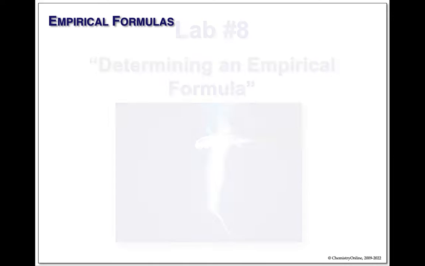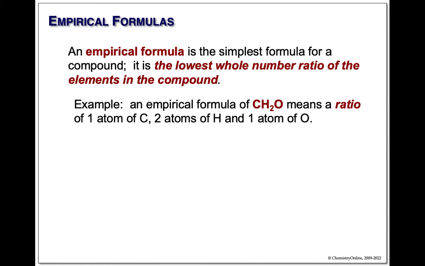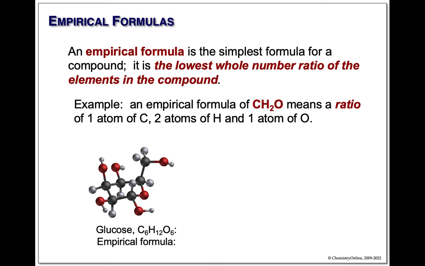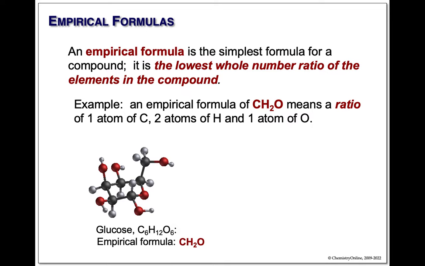Remember, empirical formula is basically the simplest formula for a compound. Lowest whole number ratio of the elements in a compound. It's a mole ratio, basically. For something like glucose, we have 6 carbons, 12 hydrogens, 6 oxygens. You divide all of these subscripts by the smallest. When you do that, you get CH2O.